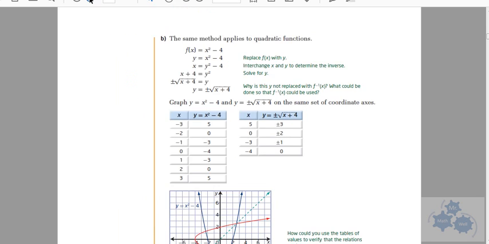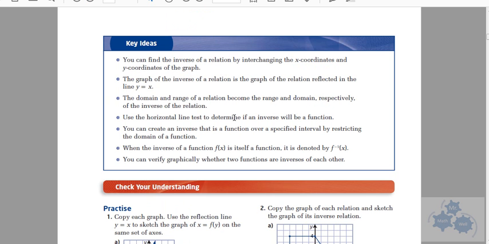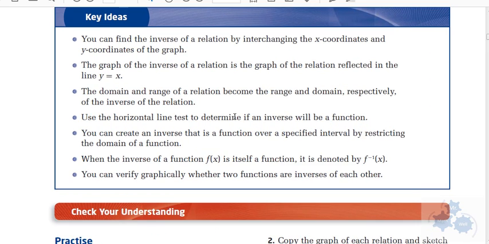The summary of this lesson from the textbook, these key ideas are right here. I'll just give you a second to read through those, and I'll give you your assignment.